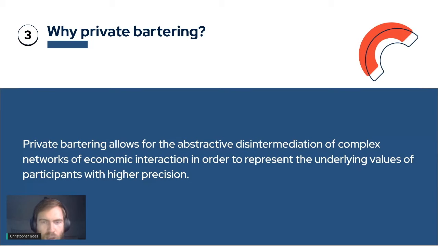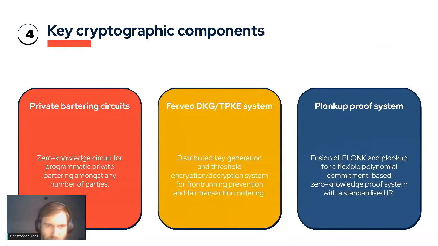So we think that what blockchains should be doing is using the fact that they can do a bunch of computation to disintermediate not only the human entities like banks involved in mediating economic transactions, but also the currency itself, so that the representations of what you're doing could be higher dimensional. So that's why we're going for private bartering. But to make it private, we need some cryptography.